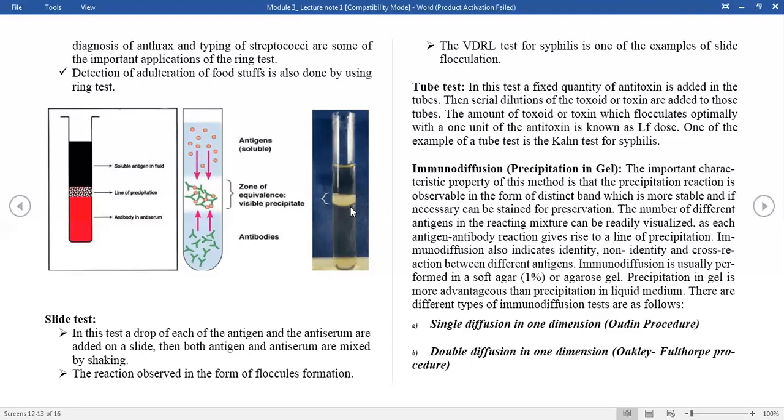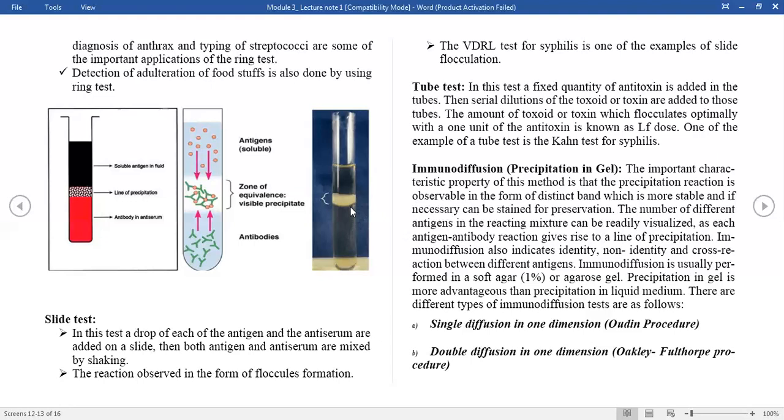Immunodiffusion also helps to identify three different types of reaction, whether identity, non-identity, or partial identity is there. So cross reactions between different antigens can also be visualized through this type of reaction. Immunodiffusion is usually performed over soft agar. Here the agar percentage is 1%, or agarose gel. So precipitation in gel is more advantageous than precipitation in liquid medium because it is stable. And there are different types of immunodiffusion tests.